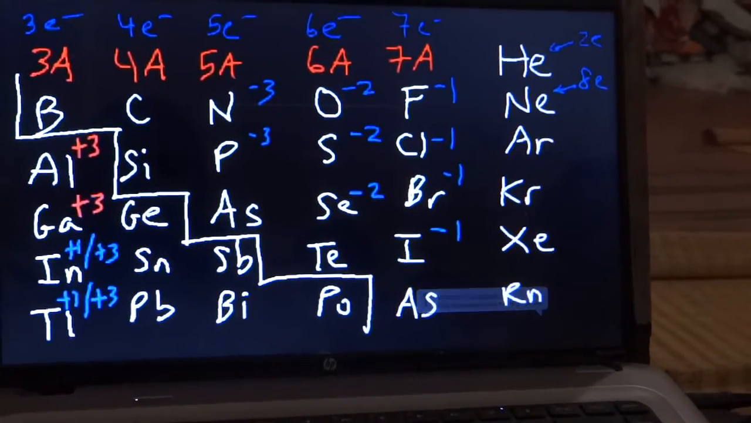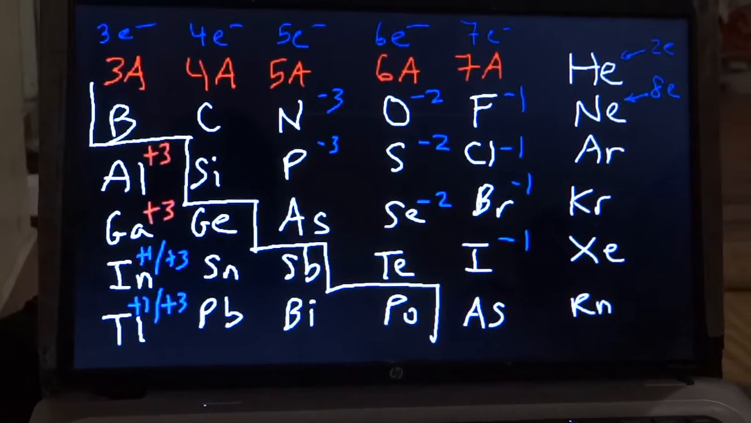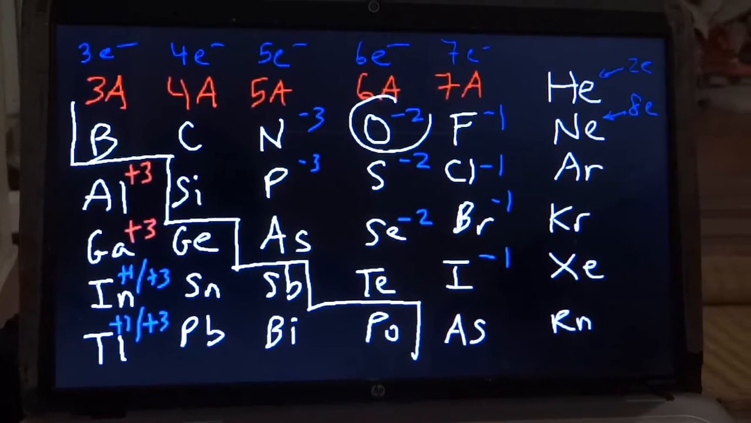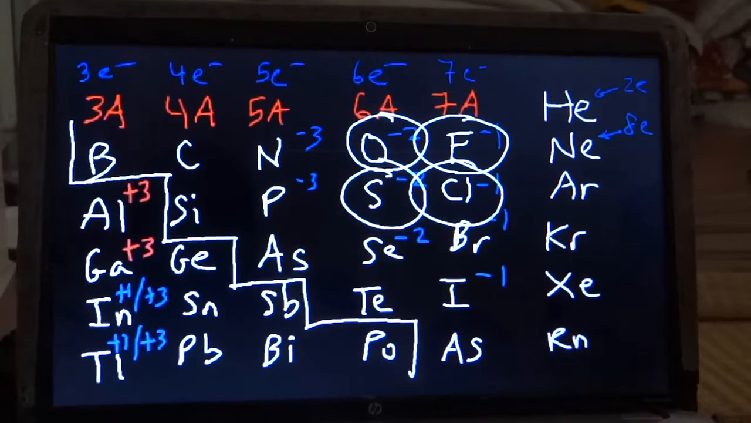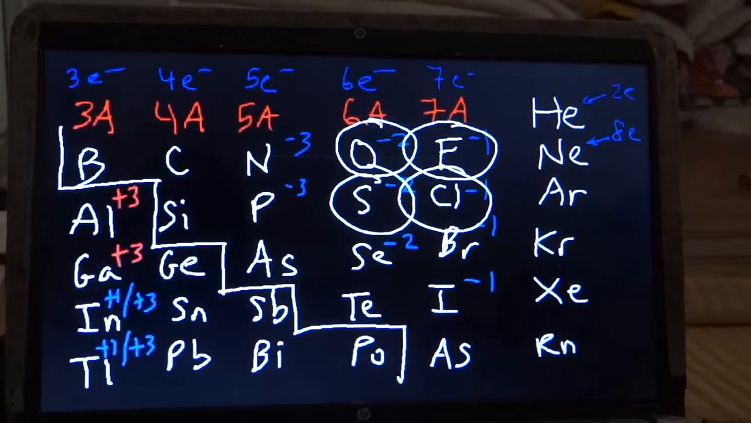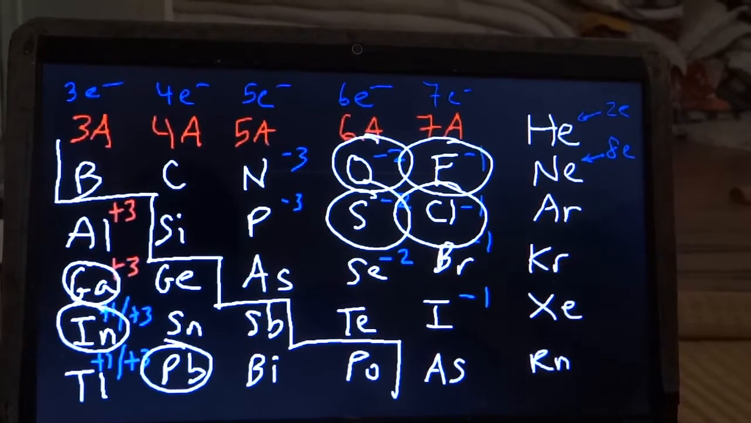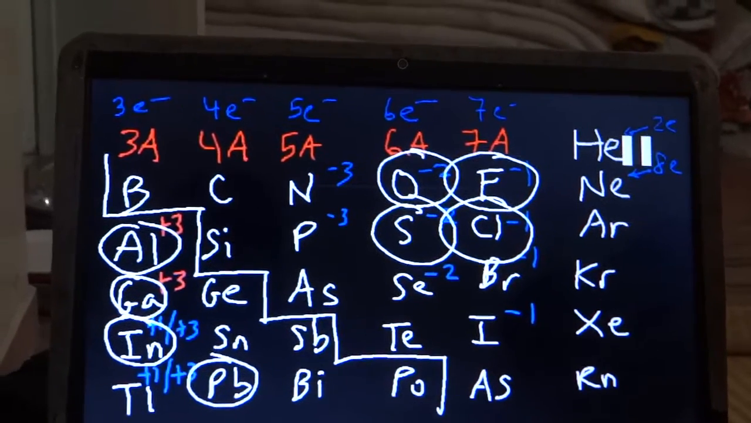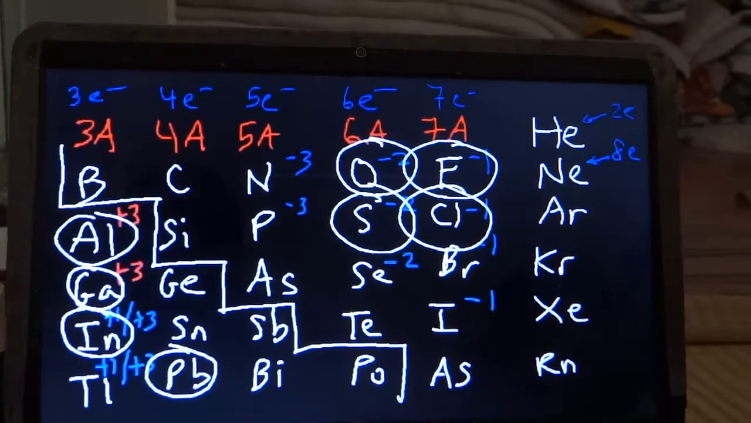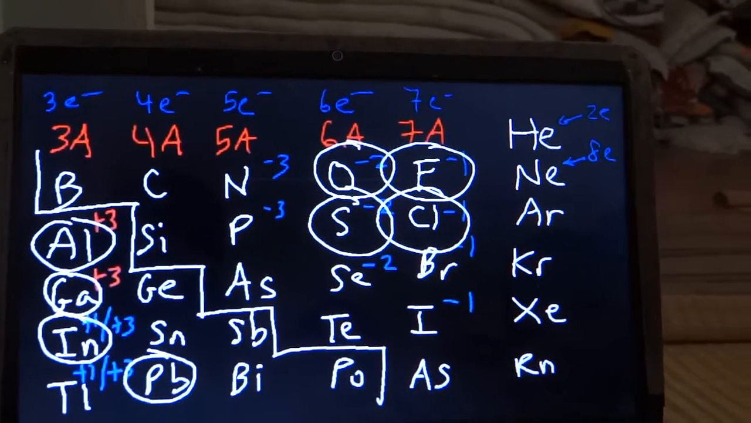To the lower left of that line, you have metals. On the upper right side, you have nonmetals. So elements like oxygen, fluorine, sulfur, chlorine are all nonmetals. Elements like indium, gallium, lead, aluminum are metals. Metals are defined as elements that will give away electrons; they will not take electrons.